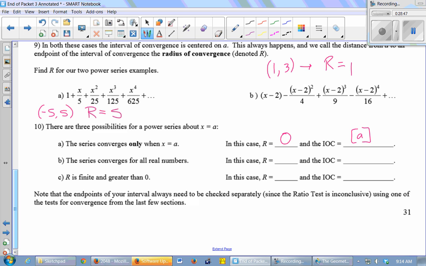That's the only thing that makes it converge. The series might converge for all real numbers. It might converge all the time, no matter what x you plug in. And in that case, the radius of convergence is infinite, and the interval of convergence is -infinity to infinity.